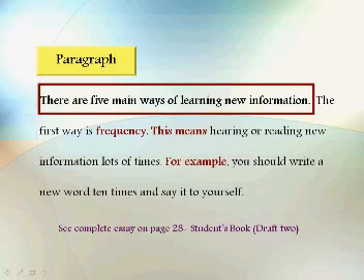The first way, yes, we have the word first, we added that also. The first way is frequency. And then you give the explanation. That's why we use this word, this means. This means hearing or reading new information lots of times. So when you explain something, what do you say? You say, this means, or it means, or that is.